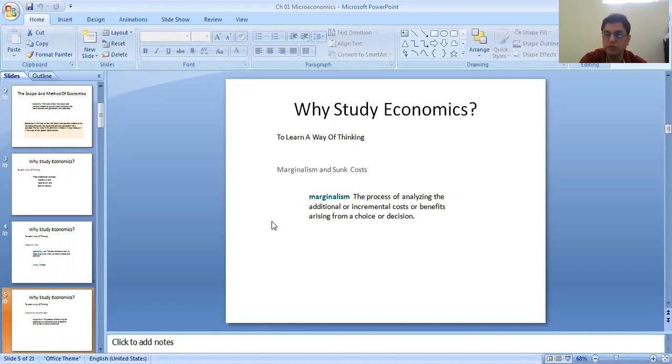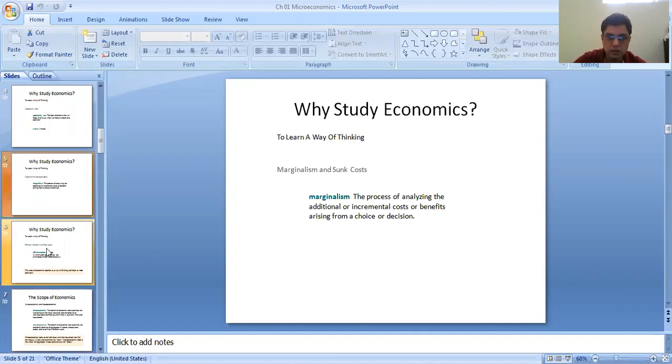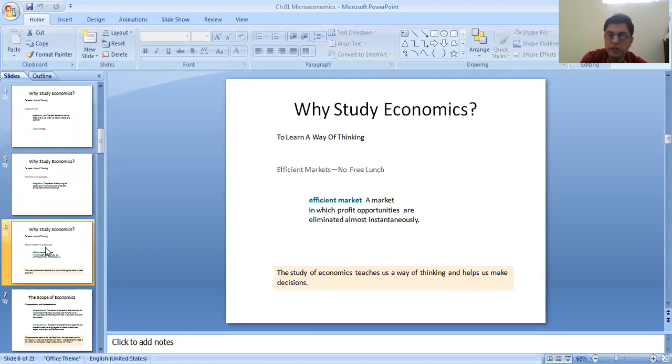Marginalism: the process of analyzing the additional or incremental cost or benefit arising from a choice or decision. Why study economics?